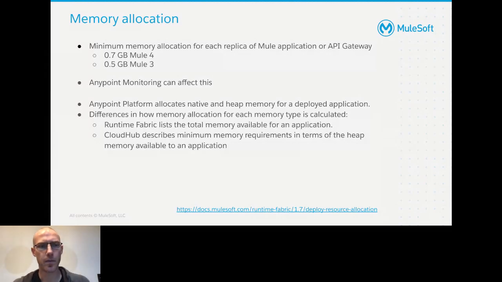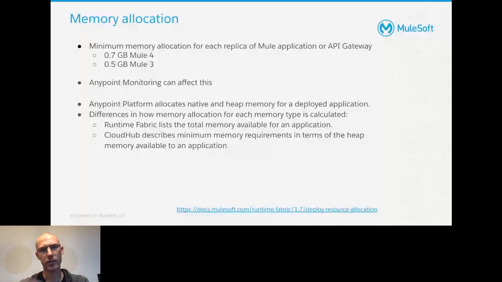So both CloudHub and Runtime Fabric allocate both types of memory. However, they differ slightly in how the memory allocation of each memory type is allocated. Runtime Fabric lists the total memory available for an application, and the available heap memory is approximately half of that figure, whereas CloudHub describes minimum memory requirements in terms of the heap memory available to an application.